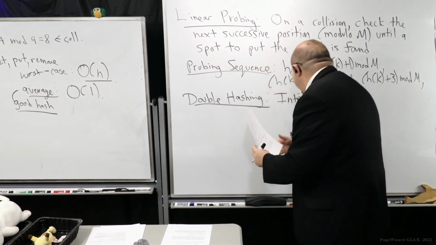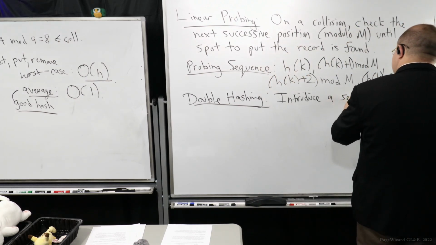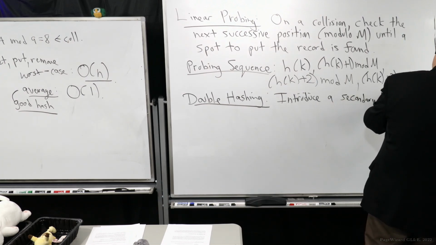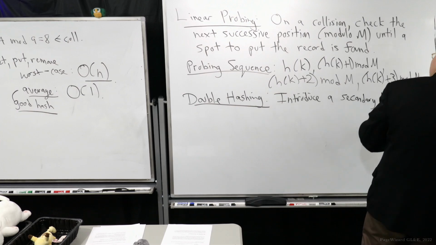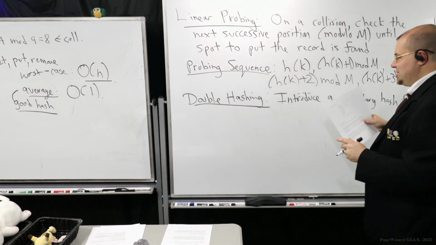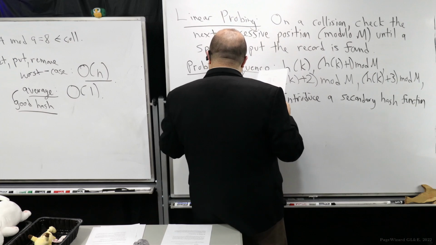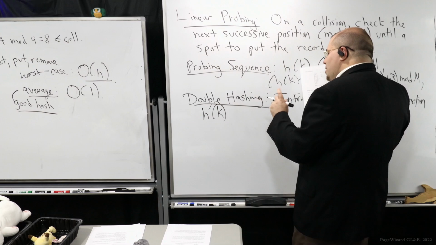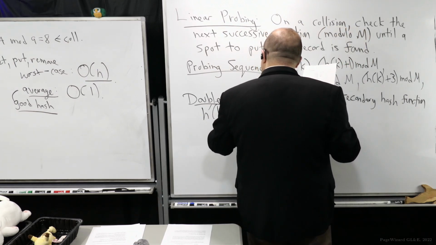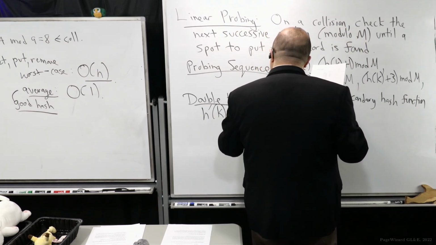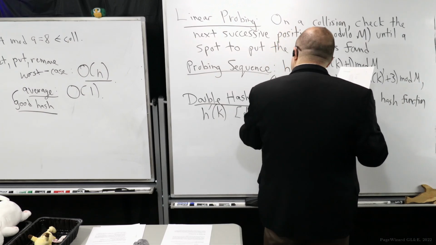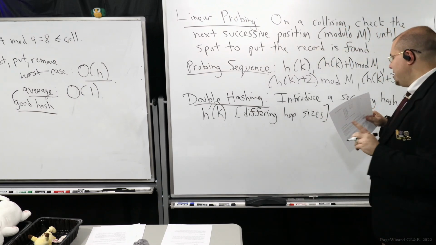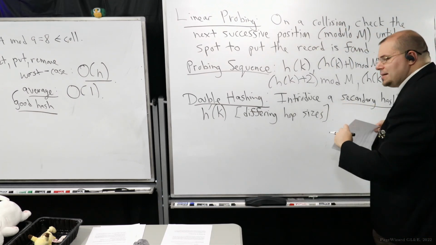Introduce a secondary hash function. We're going to call this H prime, where its input is going to be a key. We're going to have it so that it allows us to have differing hop sizes. So we want to make it so that the hop sizes differ. This is what the secondary hash function is going to be used for.